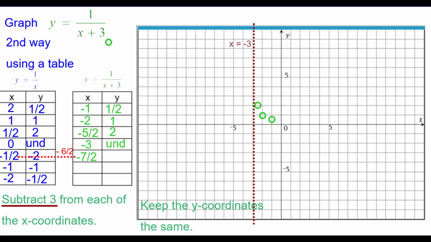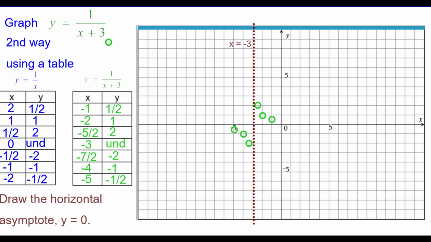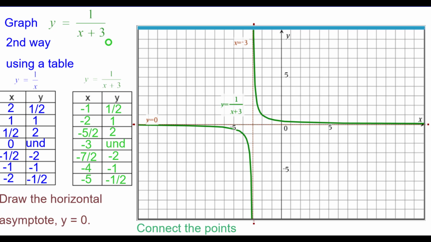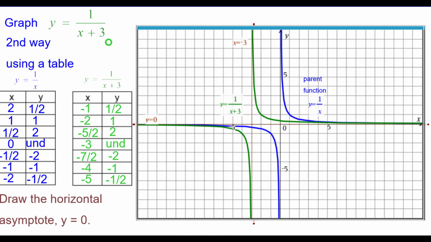Negative a half minus 6 halves is negative 7 halves, comma negative 2. Plot that point. Negative 1 minus 3 is negative 4, comma negative 1. And negative 2 minus 3 is negative 5, comma negative 1 half. We'll draw in the horizontal asymptote, the x-axis, or the line y equals 0. Connect the points to get the 2 branches of the hyperbola. Then again compare it to the parent function y equals 1 over x.